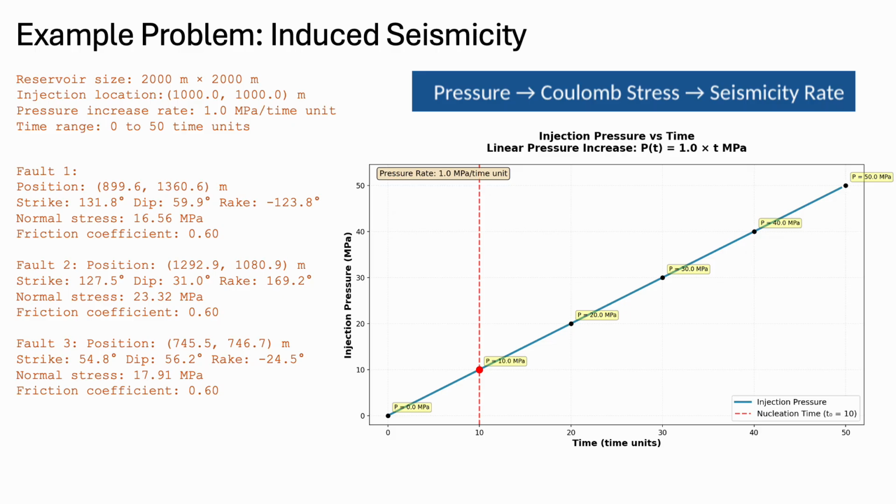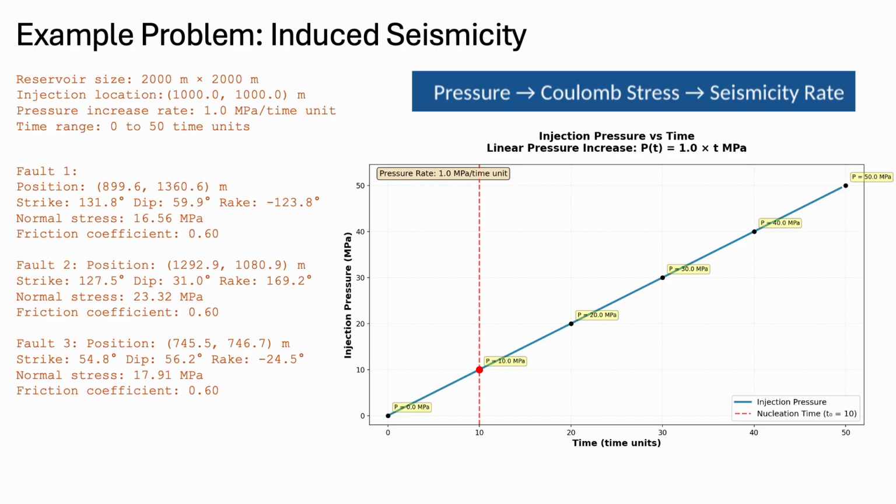We have 3 arbitrarily oriented faults, given by fault 1, fault 2 and fault 3 on the right, and you can see all the details of the faults: the strike, dip, rake, the normal stress, friction coefficient, everything is mentioned there.